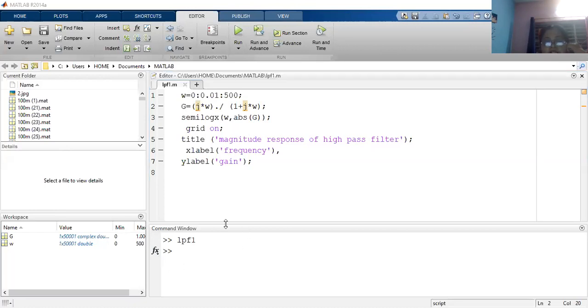For the low frequency, the gain is small or 0, and as we increase the frequency, the gain tends to 1.